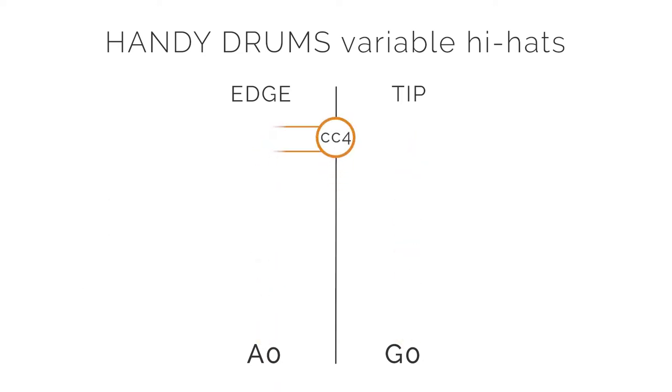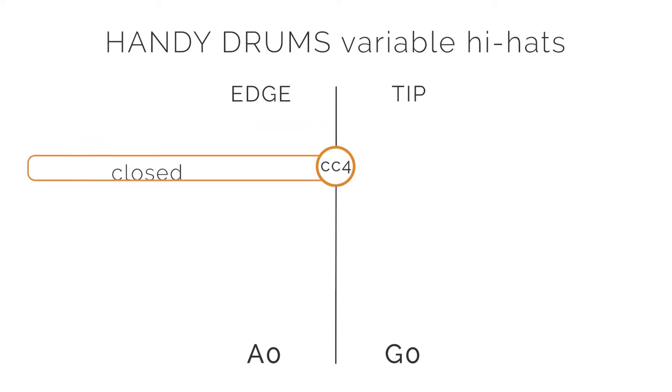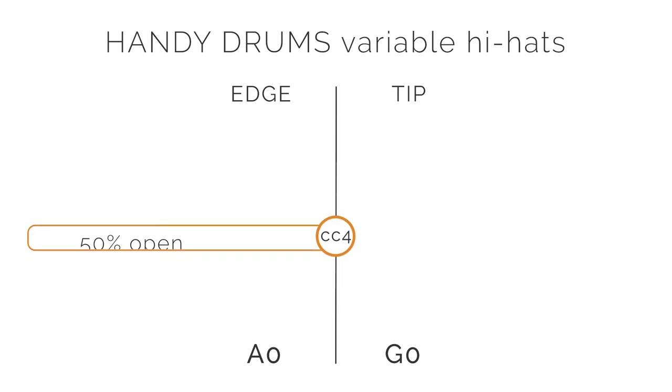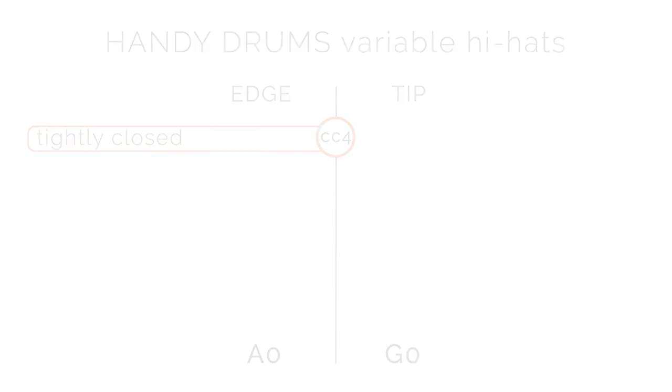You control the hi-hat's openness using the MIDI Continuous Controller number 4, or CC4, which is generally reserved for the hi-hat controller. Let me show you how straightforward and practical it is to manipulate Handy Drums' variable hi-hats.